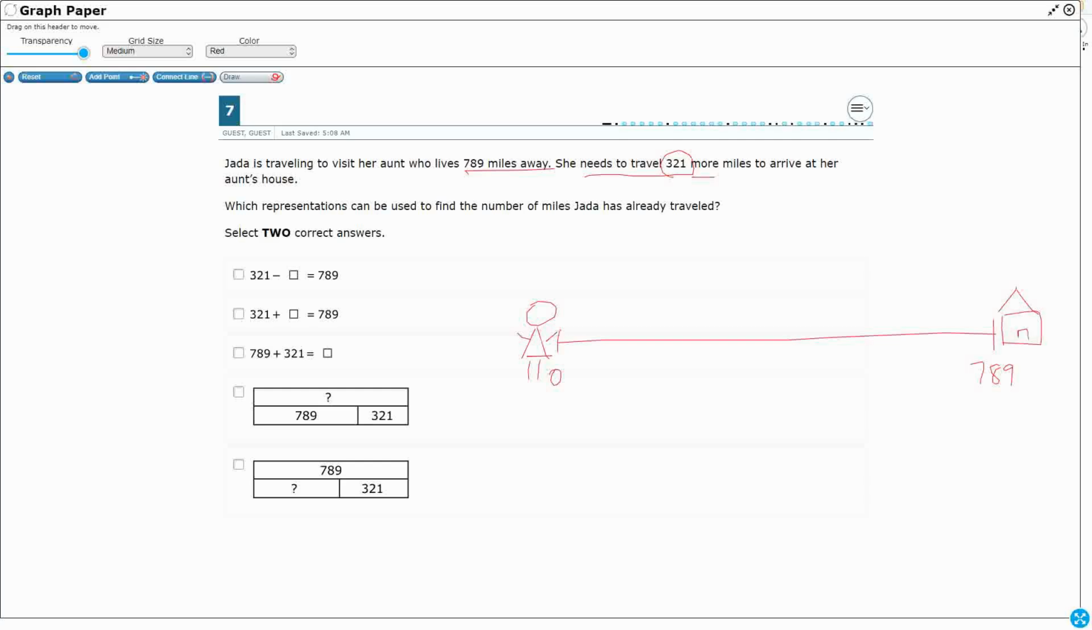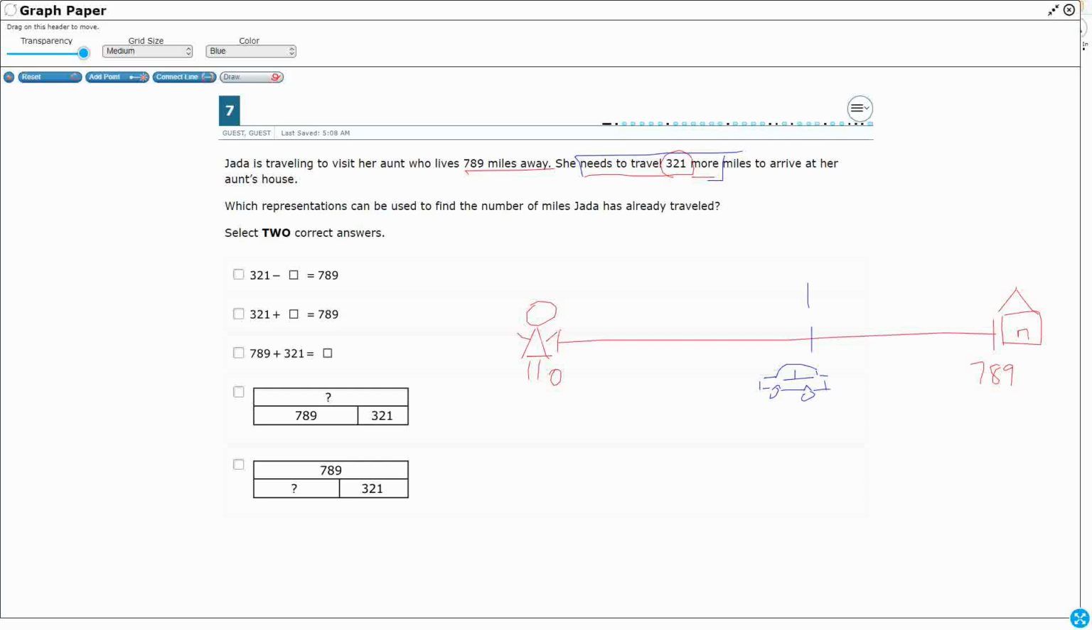Take a look at this sentence right here, because this is going to impact everything we do. She needs to travel more. She needs to travel 321 more. You know what that means? She's not there yet. So she needs to travel 321 more. So I'm just going to guesstimate that's where she is. Let's see if I can draw a car right about there. All right, so her family is there. And we don't know how far she's gone, but she needs to go 321 more miles.